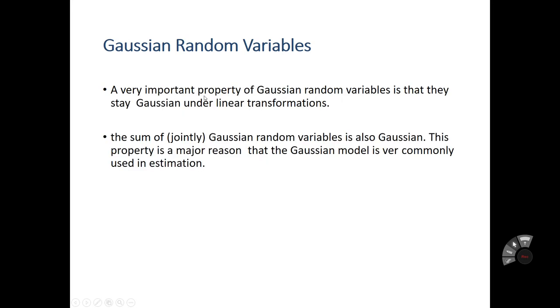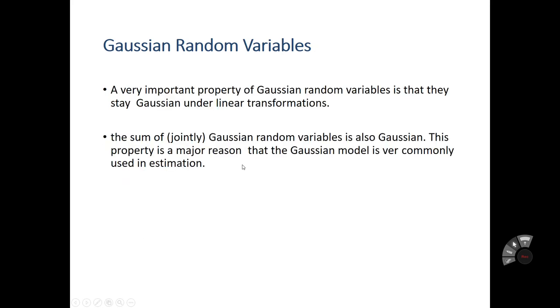A very important property of Gaussian random variables is that they stay Gaussian under linear transformation. If we apply some linear transformation or transformation theorem to the vector variable, then it still stays Gaussian, and the sum of jointly Gaussian random variables is also Gaussian. This property is a major reason that the Gaussian model is very commonly used in estimation.